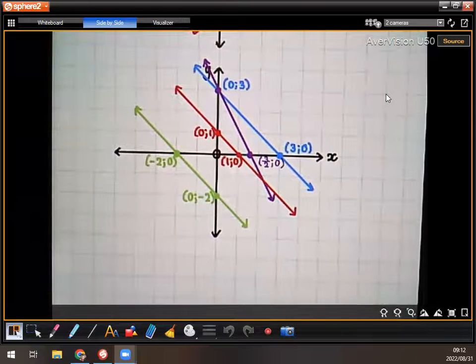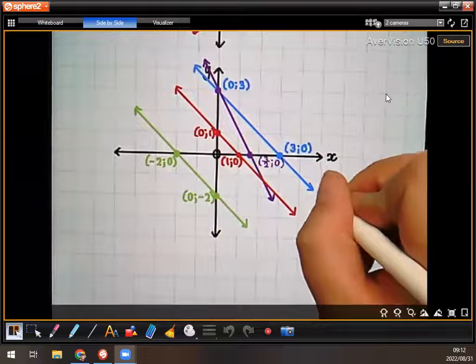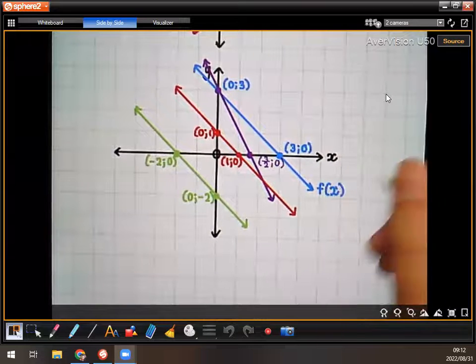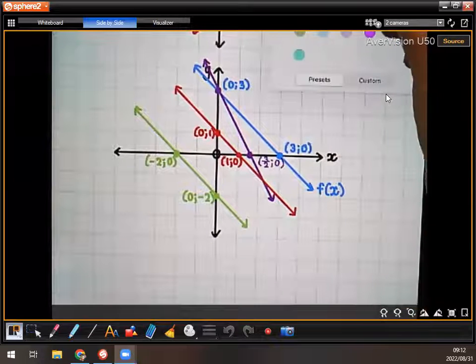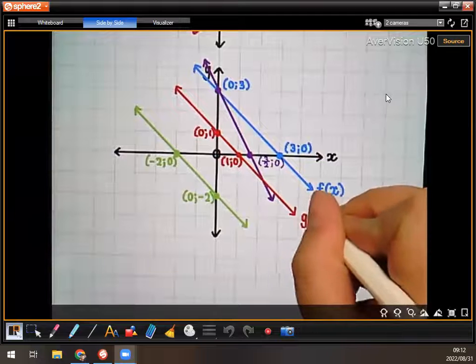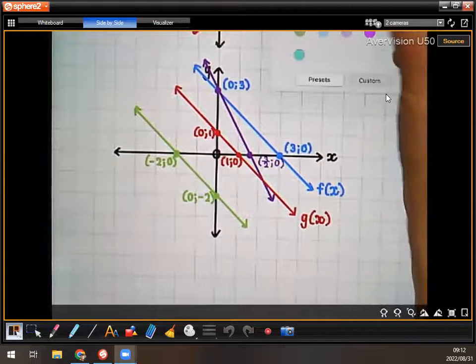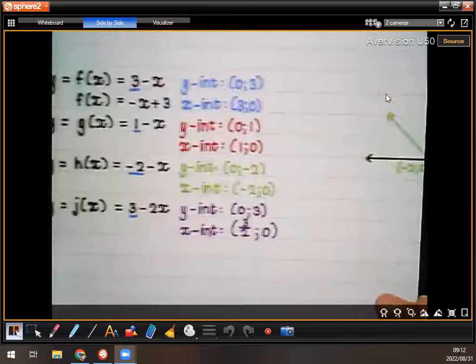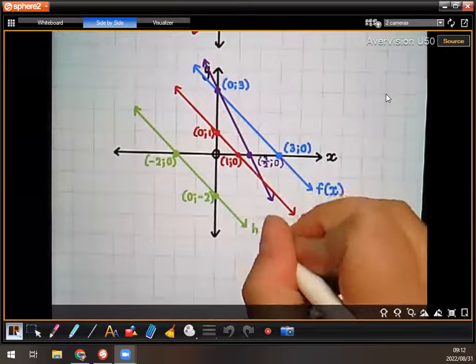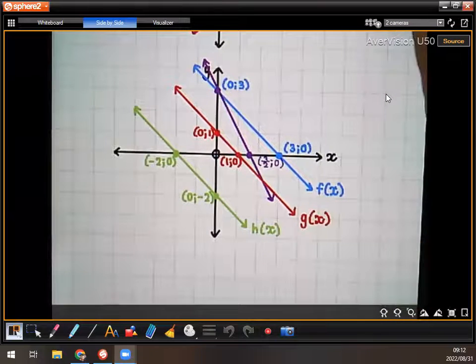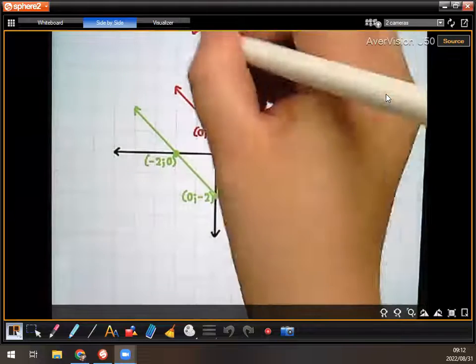Oh, I didn't label them, sorry. So my blue one was F. The red one was G. The green one, sorry, I just want to check, was H. And then the purple one was J. Sorry, I forgot to label them.